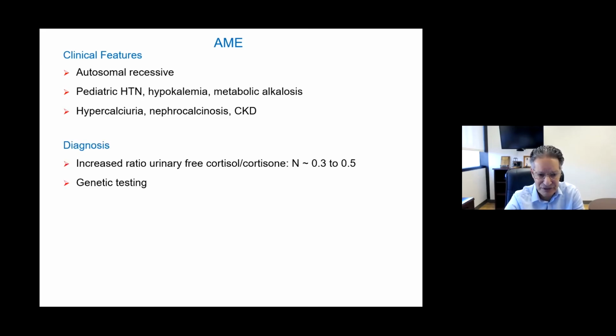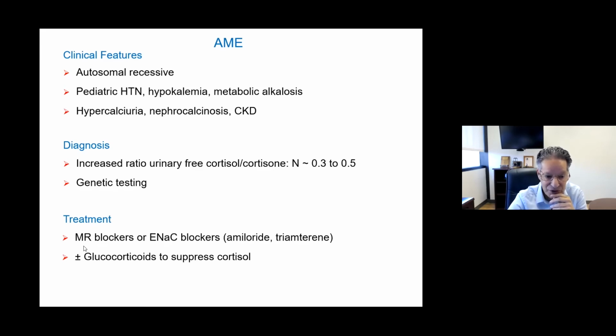To diagnose the patients, they have an increased ratio of urinary free cortisol to cortisone. The normal is about 0.3 to 0.5. They can have a ratio of 6, 7, or 8. They have much more cortisol because it's not being metabolized to cortisone, not just in the kidney, but those other tissues also. Genetic testing really is the way to go now, where you get a diagnosis.